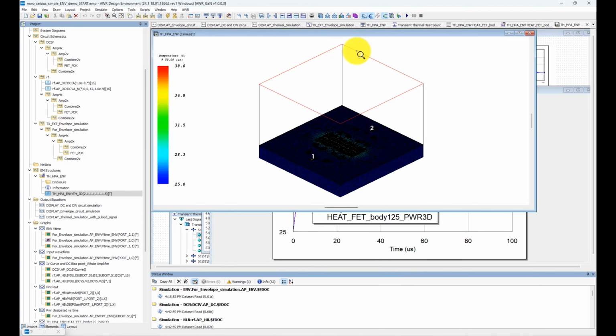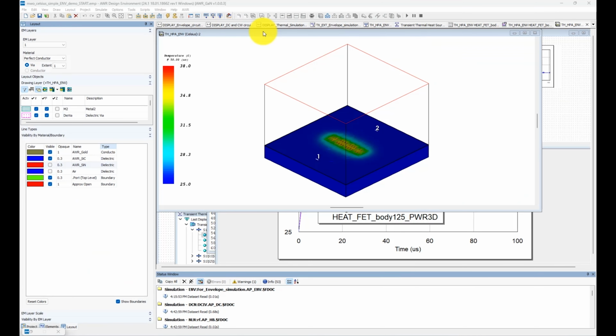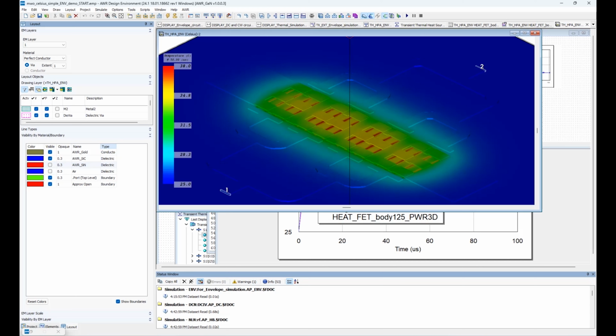The initial view is somewhat obscured by the simulation mesh and the passivation layer over the amplifier HEMTs. By turning these off, we get a clearer view of the fingers. We can add a cut plane to see the heat penetration in more detail.